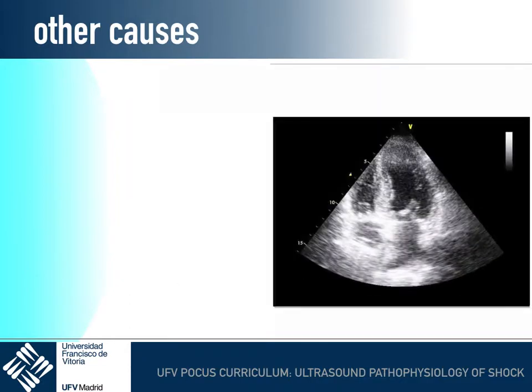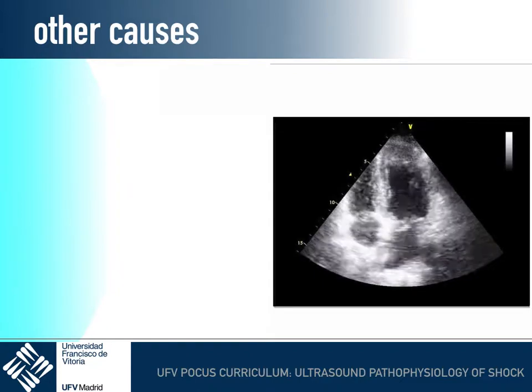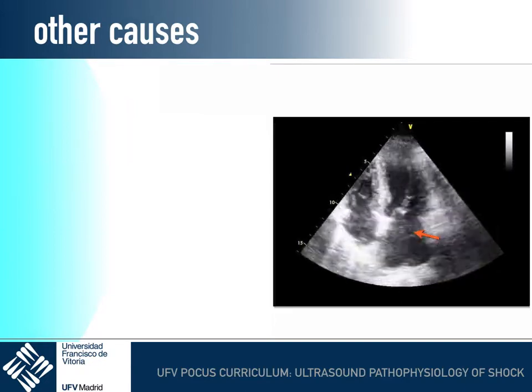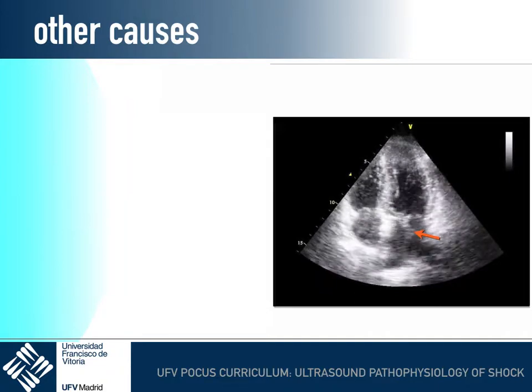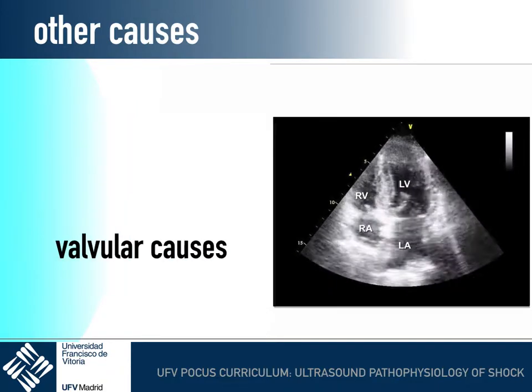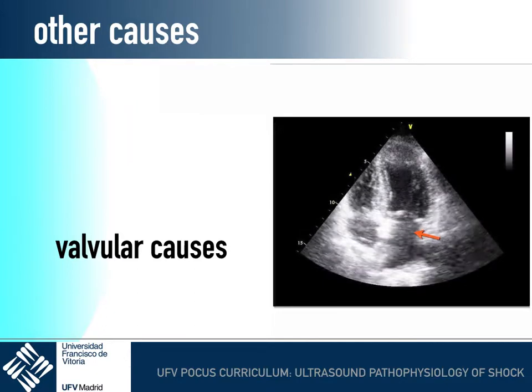Other causes as well. Look at the valve that is unable to close, and there's a flail of the posterior leaflet of the mitral valve. So valvular causes can be the etiology of a cardiogenic shock as well.